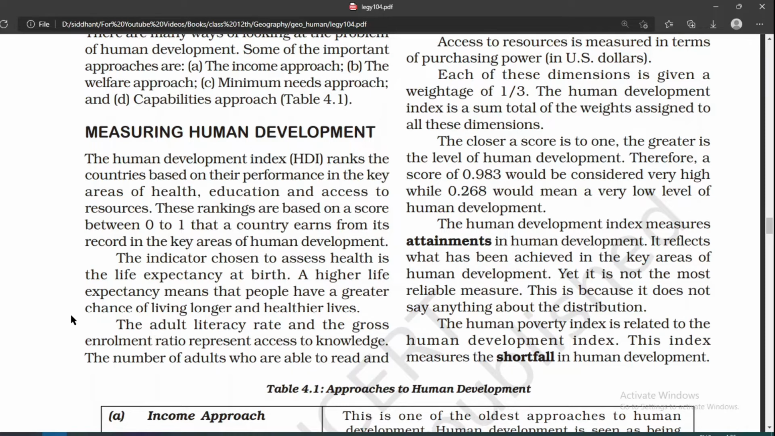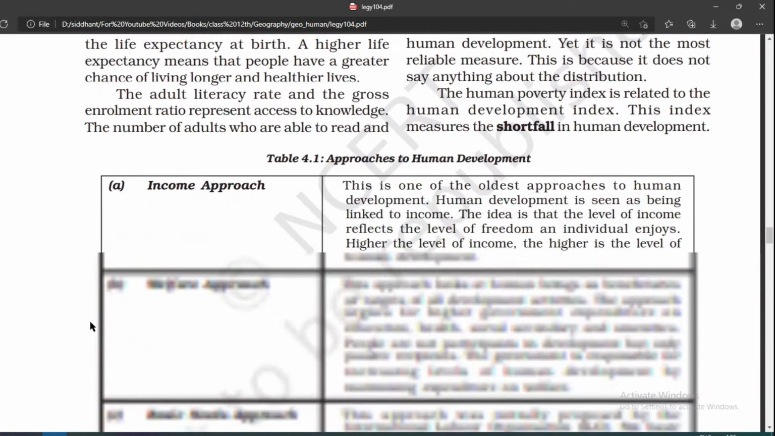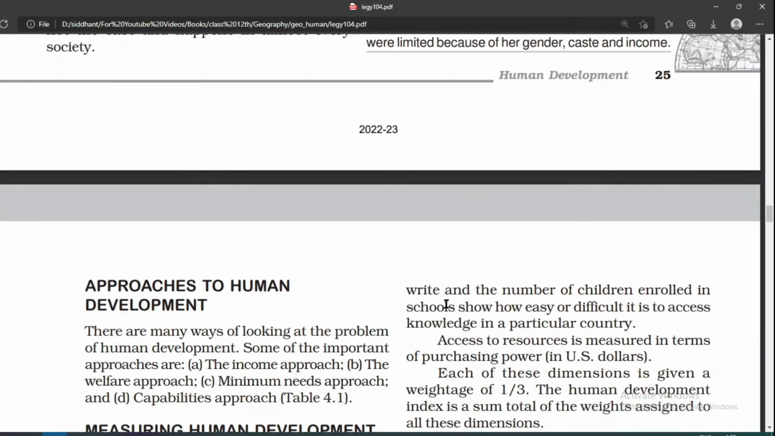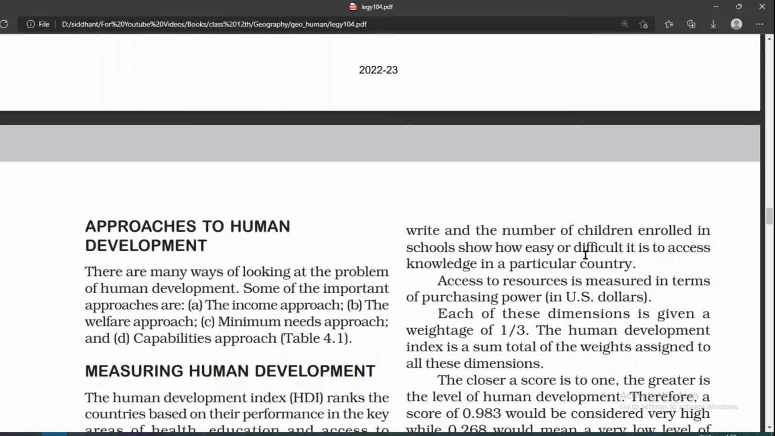The adult literacy rate and the gross enrollment ratio represent access to knowledge. The number of adults who are able to read and write, and the number of children enrolled in school, show how easy or difficult it is to access knowledge in a particular country. Access to resources is measured in terms of purchasing power in US dollars.